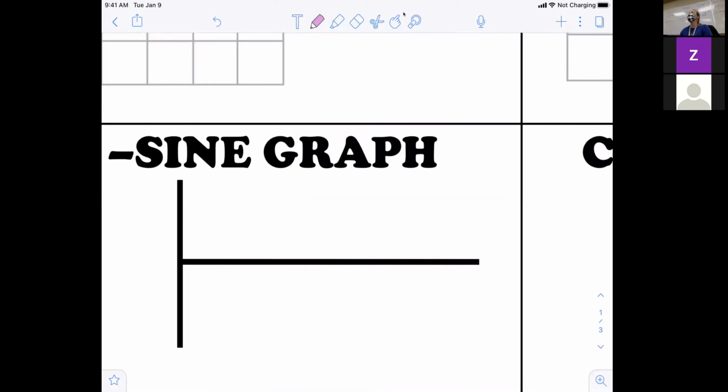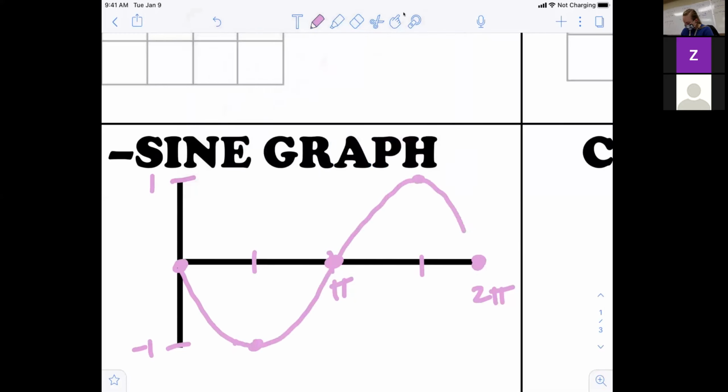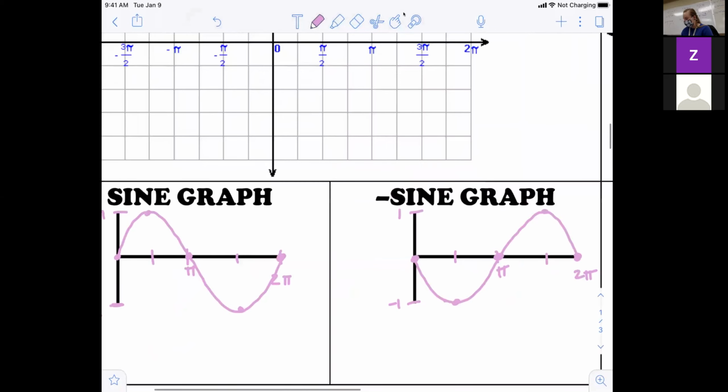Negative is just the flip. So all my zeros are the same, but instead of starting at 0 and going up like this, it's going to start at 0 and it's going to go down like that. So I still am at 0, and at 2 pi, and at pi. But instead of being up at +1 at pi over 2, it's going to be down at -1 there. So I'm going to go down here. It should be dashes, not points. That's better. So down at -1 and then through 0 and then up at +1 and back. So if you look at positive and negative sine, they flipped over the x-axis. That's all that happened.